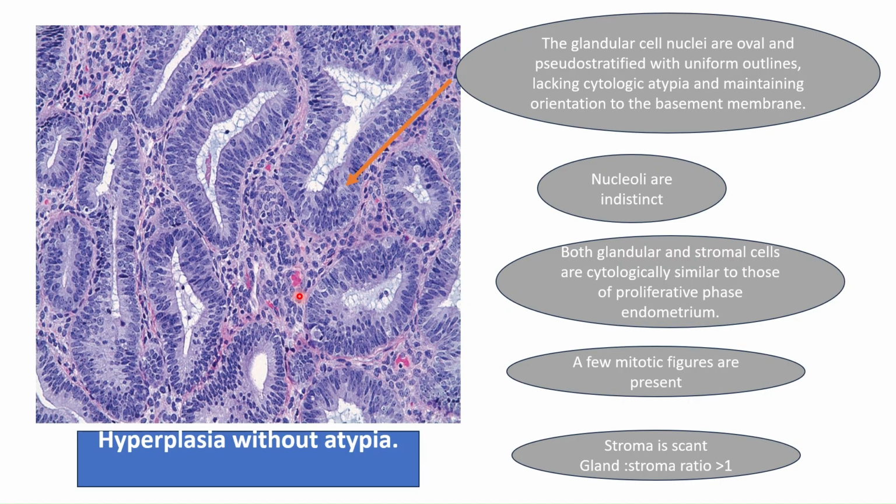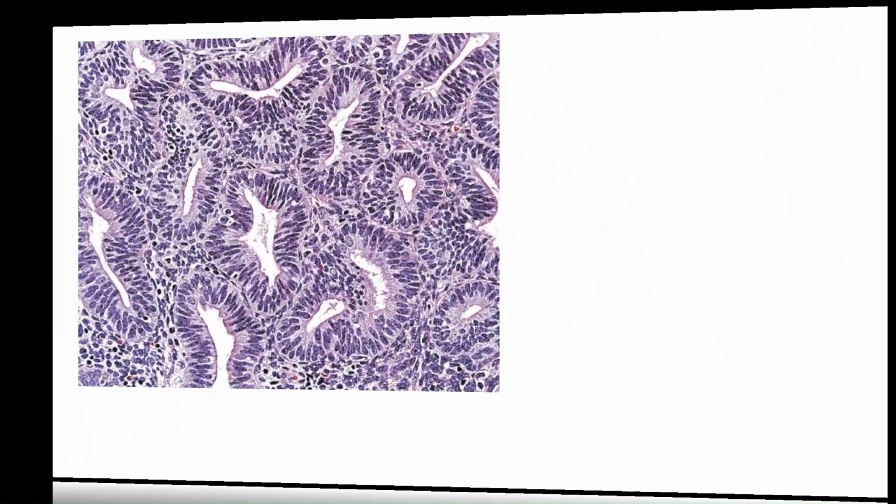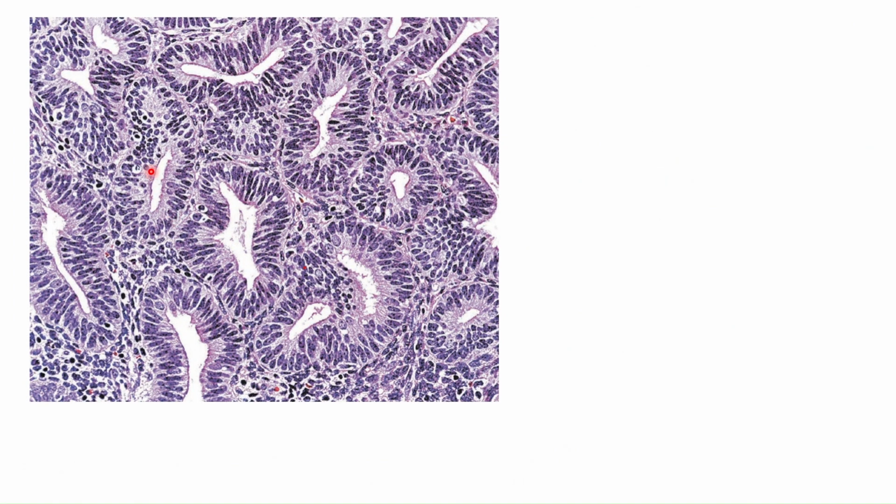And as the rule, gland-to-stroma ratio is more than 1. Now see the second section. Here again, easily appreciable, gland-to-stroma ratio is high. There is very little or very scant amount of stroma in between the glands. So here it is closely packed glands, so there is a back-to-back arrangement of glands. So this is again hyperplasia.